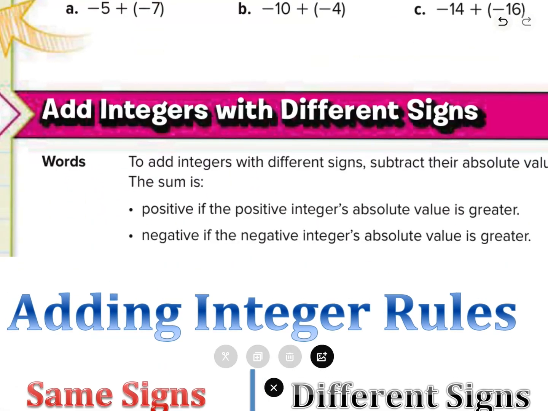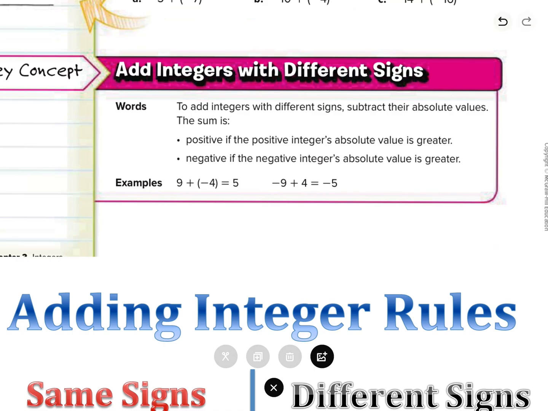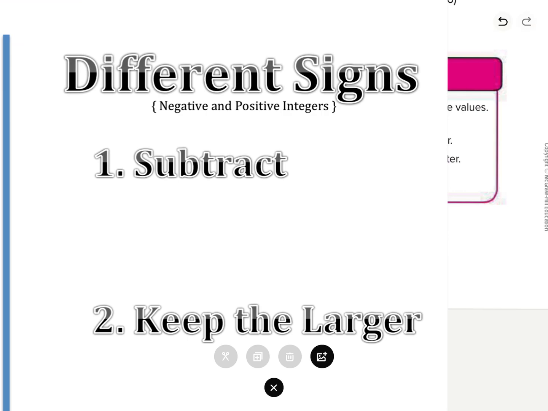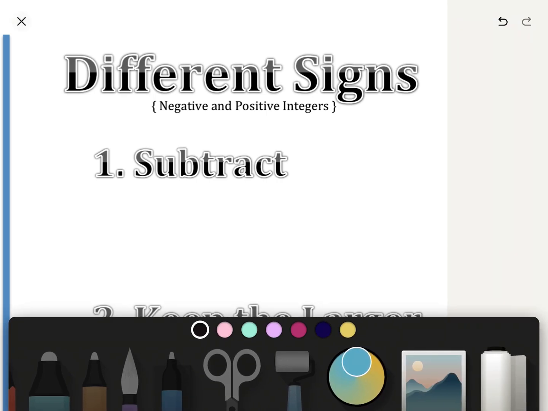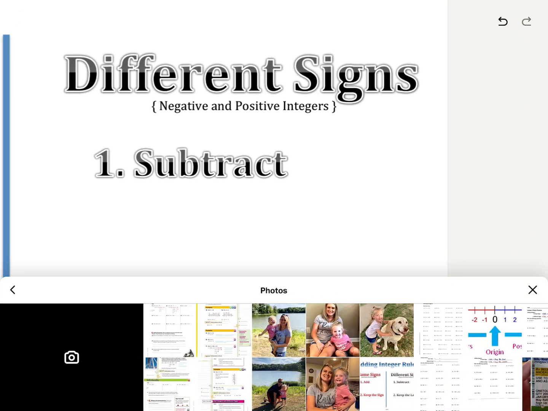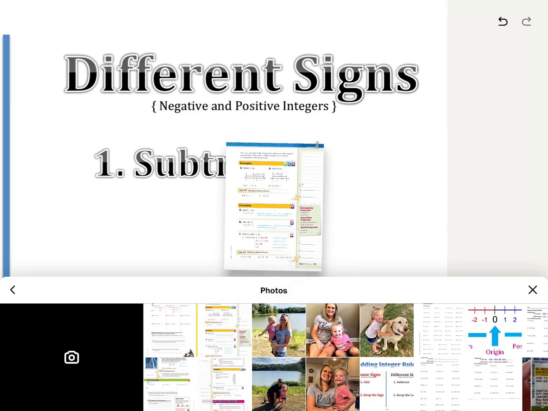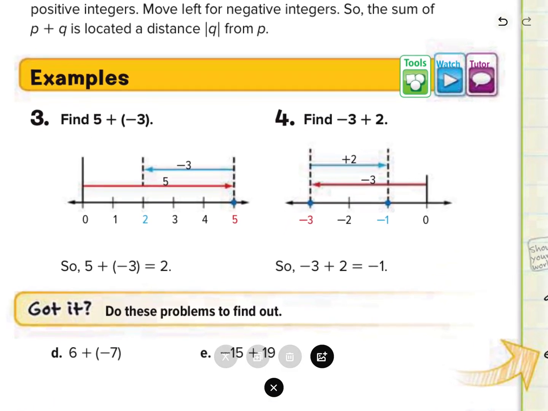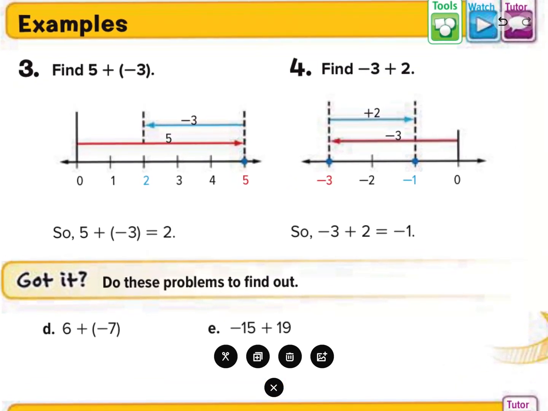All right. Now, let's look at some of these with different signs. Again, different signs, you've got a different set of rules. You're actually going to be subtracting the absolute values, and then you keep the larger. Okay, so next page in your book here. Here are some with different signs.